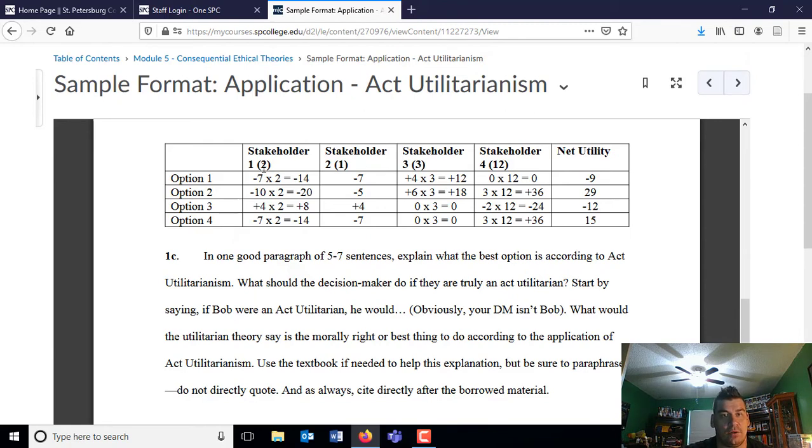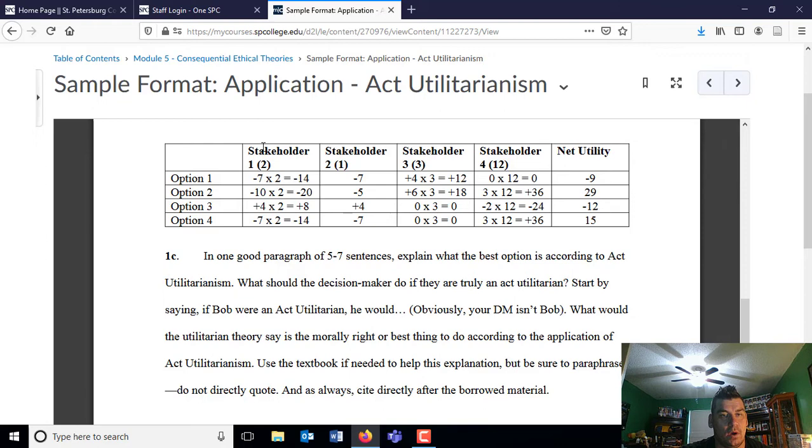Those are placeholders. You need to fill in what those options are. Same thing here, stakeholder 1, 2, 3, 4. You need to write out who these stakeholders are. And as you'll see in the textbook, you need to talk about how many people are in that stakeholder group. These are just arbitrary numbers I've put in, because what you have to do is consider first the net utility.